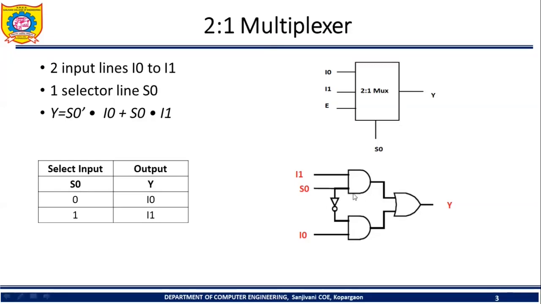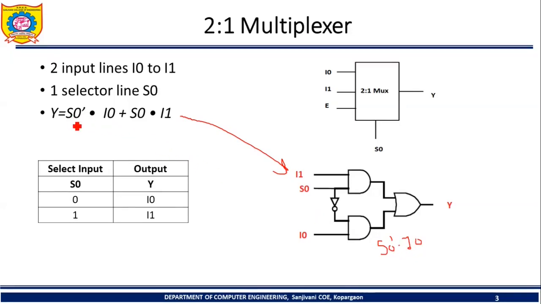Here we have shown two AND gates, one OR gate and one NOT gate. This logic diagram has been drawn using this logical expression only. We want an AND operation between I0 and S0 prime. So S0 is given as input to the NOT gate, and the output of the NOT gate is connected to the input of this AND gate. The output of this AND gate will be S0 prime into I0.